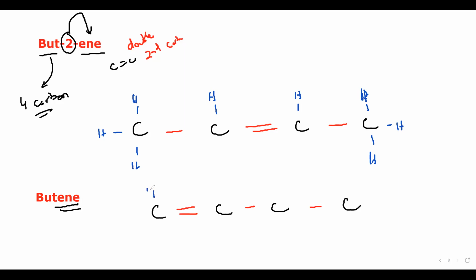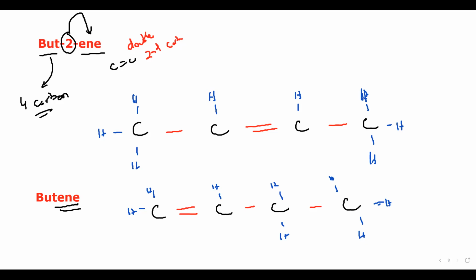Now we complete the structure. Draw the hydrogen. This will have 2 hydrogen. This will have 1 hydrogen. This will have 2 hydrogen. And the last one will have 3 hydrogen atoms. So this is how we complete a structure of butene and bute-2-ene. Bute-2-ene means the double bond with the second carbon, and butene means the double bond with the first carbon.